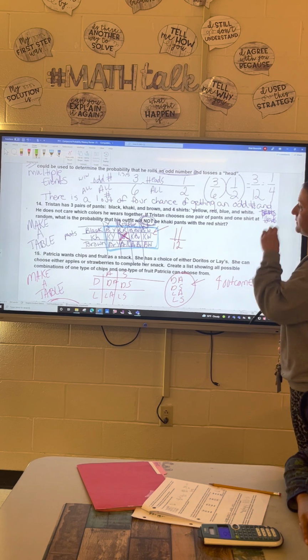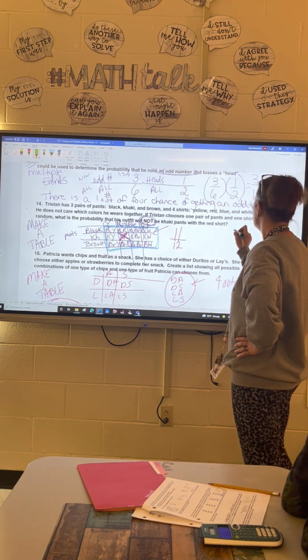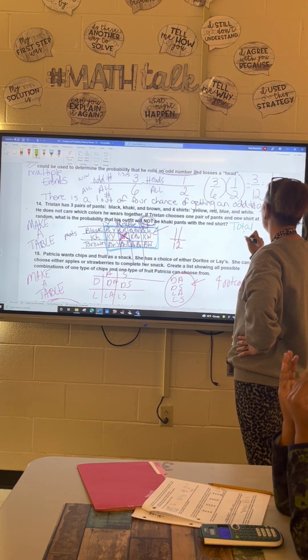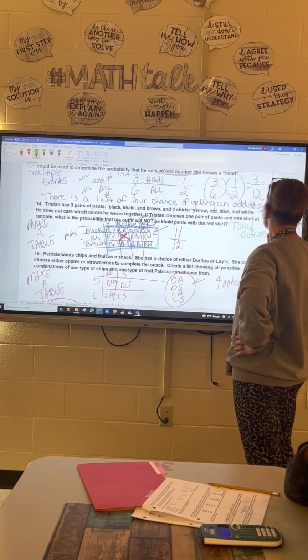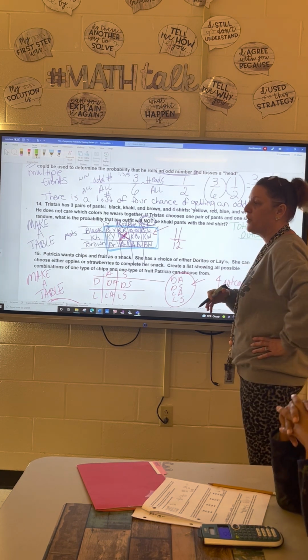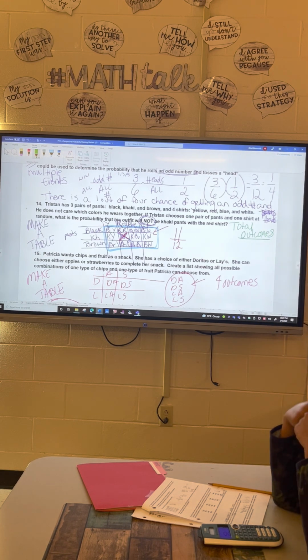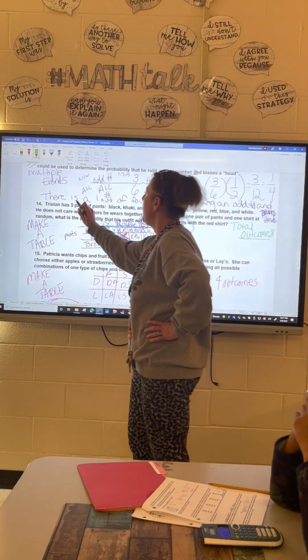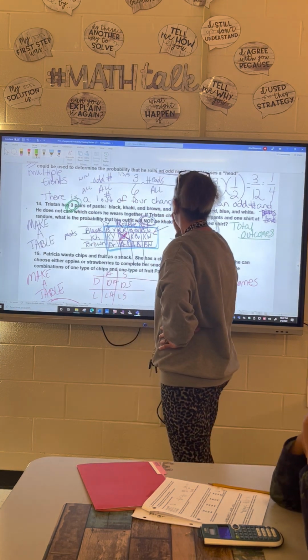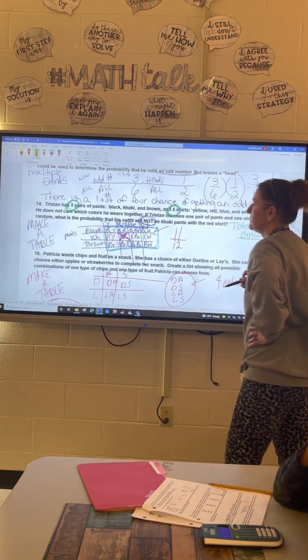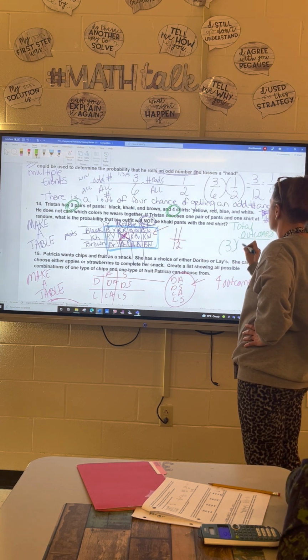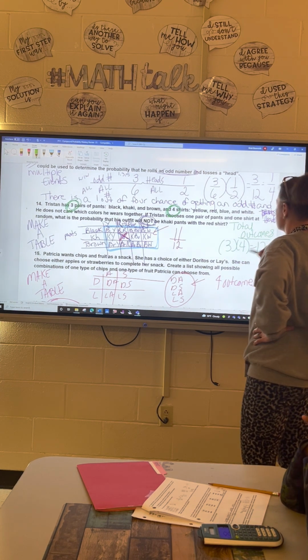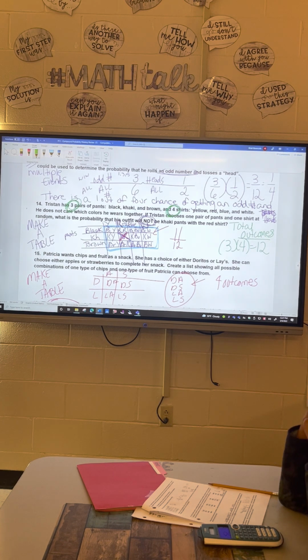All right, here's another one. If I want to just know the total outcomes. If I just want to know, this is number 14. The total outcomes. If I want to just know the total combinations. If I want to know the sample space. I have 3 pair of pants. I have 4 shirts. My total outcomes is 12.